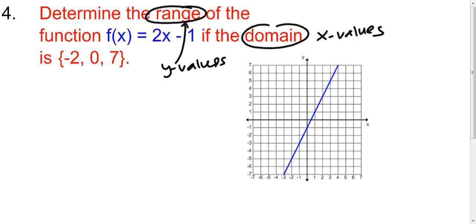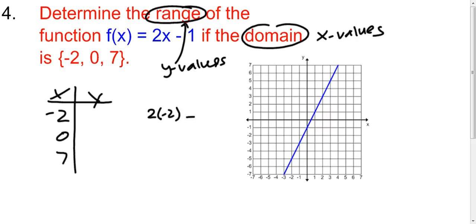Couple ways you can do that. One thing you can do is think about making a table. My x values are -2, 0, and 7. So you can plug those into the equation and figure out your y value. So when x is -2, I can go 2 times -2 minus 1 by plugging it into this function right here. 2 times -2 is -4, minus 1 is -5.